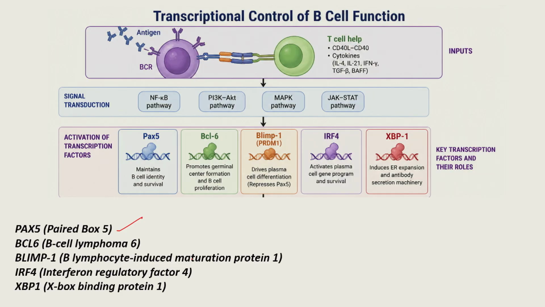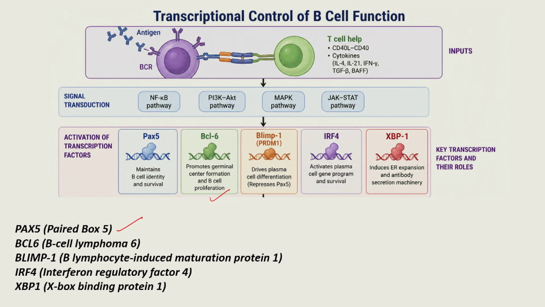The second is BCL6, which is actually B cell lymphoma 6 protein. BCL6 helps B cell proliferation. It promotes the germinal center formation and also helps in more and more proliferation of B cells. So this is also a very important protein which is required for B cell activation and proliferation.